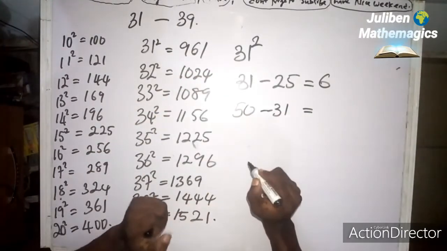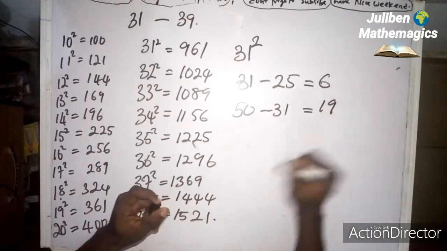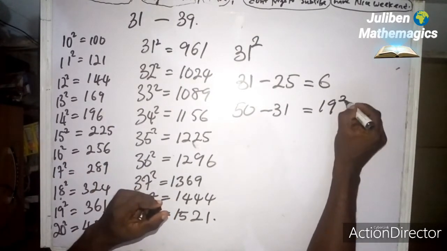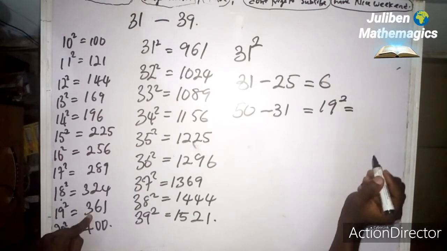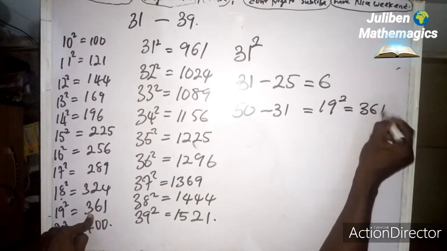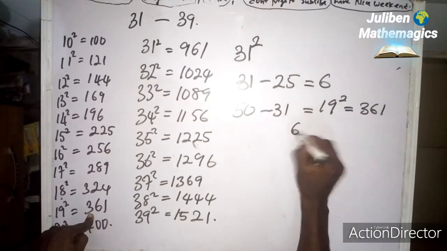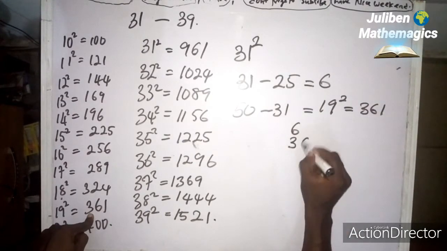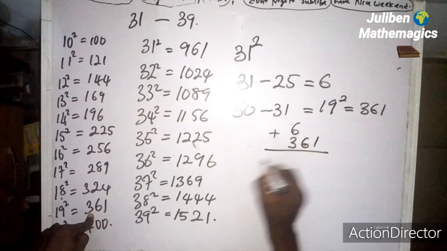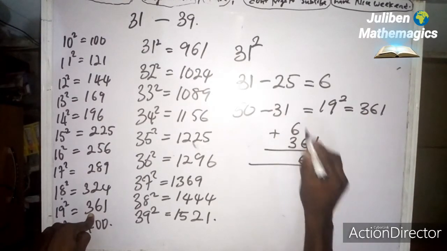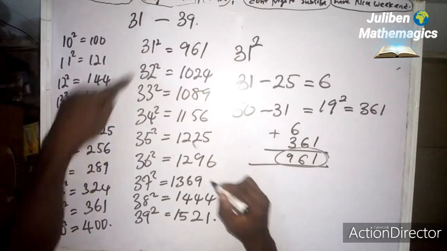What you're going to have, of course, 50 minus that is 19. Then square this 19. Of course the square of 19 is 361. Now add it to this in this particular pattern. 6, bring the 3 below. 361. Then do your addition. 169, and that will give you 961.